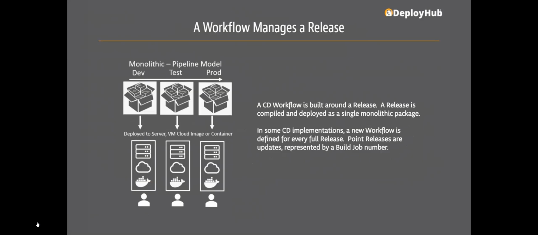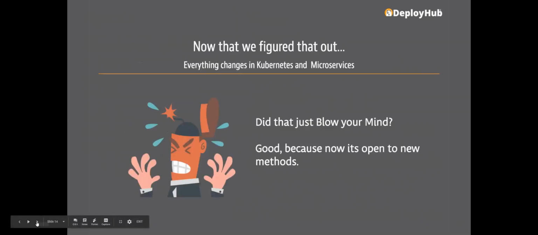So if you think about how that looks from a monolithic point of view, your dev, test, and prod package gets moved across your CD pipeline. Your workflow itself is built around a release. So you have an application, you have your repository for everything, and you have a release for everything. And when you do the deployment, you might go out to physical servers, clouds, or Docker containers, but in essence, it's monolithic. It's a full release. And there's different methodologies. Some implementations have a workflow defined for every full release, but a point release is just an update. So it's a matter of how many workflows you're managing.